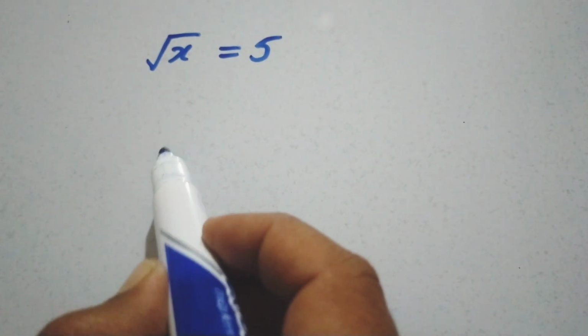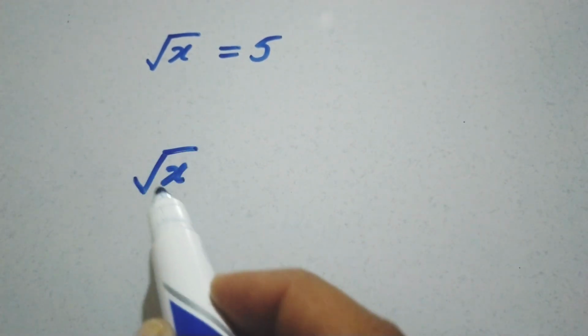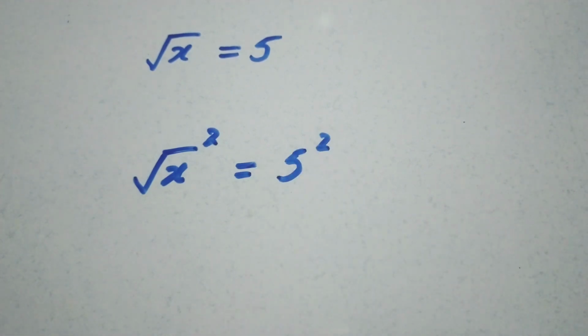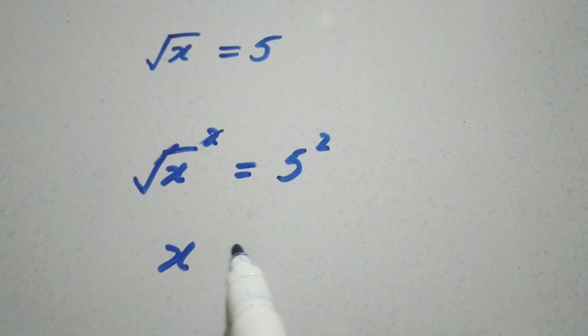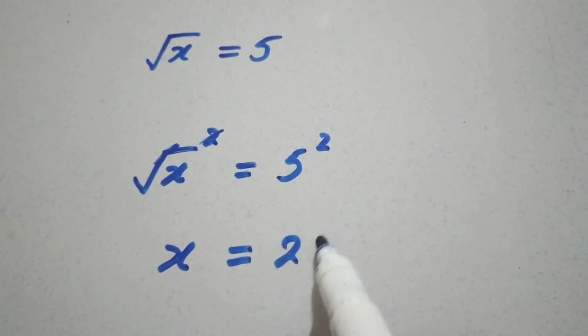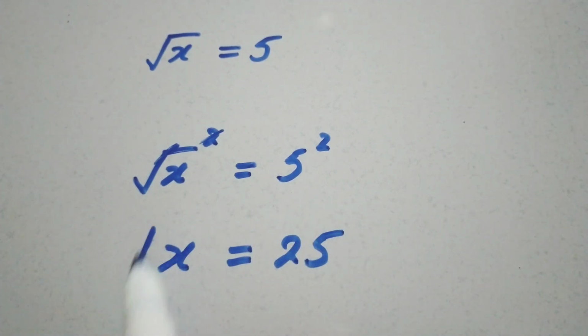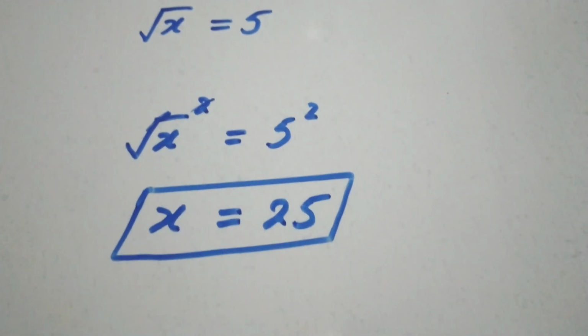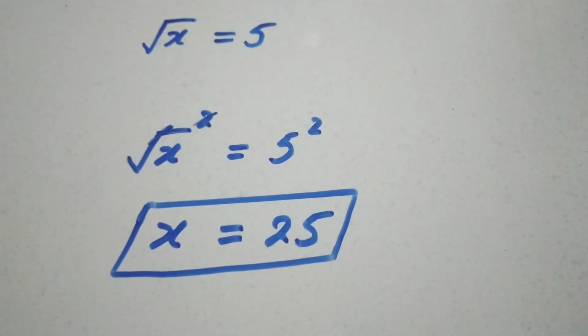Now squaring on both sides, square root of x squared is equal to 5 squared. So this square root and square cancel out. Here x is equal to 5 squared, which is 25. We have found that x is equal to 25. This is the same value as we have found by the first method.